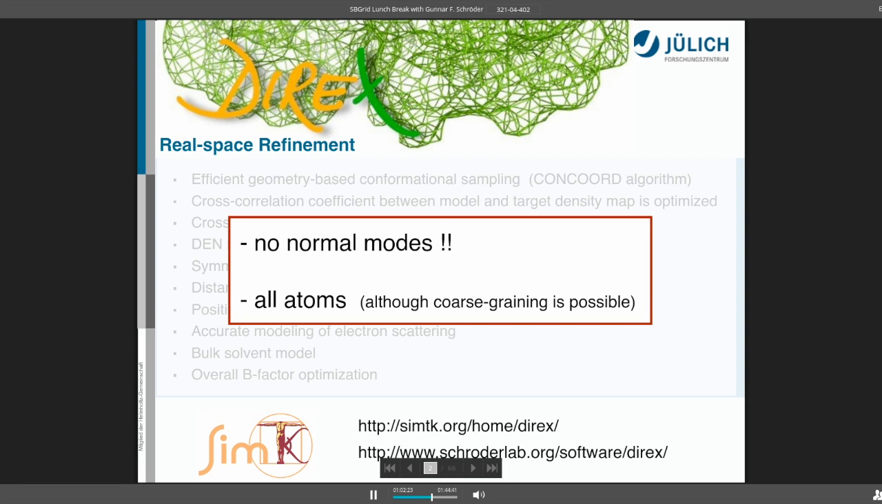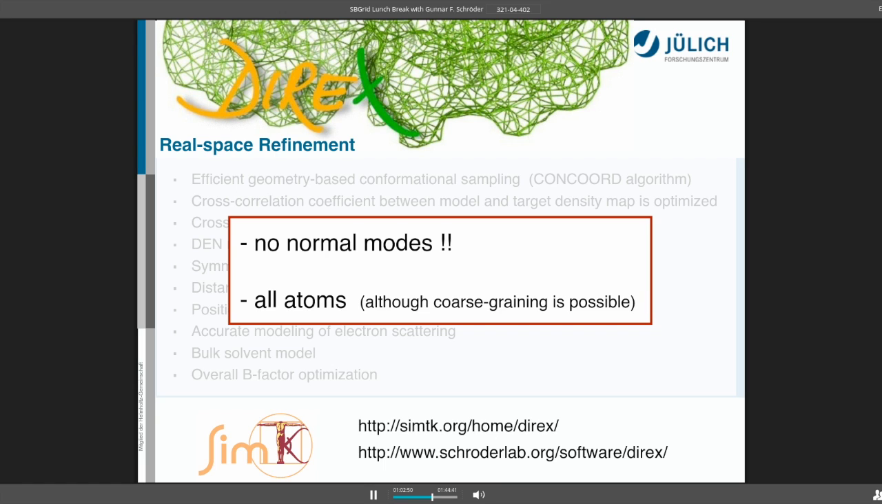I'd like to mention that this has nothing to do with normal modes. Some people, if they hear elastic network or so, then they immediately think about normal modes. But DireX has nothing to do with normal modes. It never computes normal modes, and it's not restricted to deformations with normal modes. It typically uses all atoms, although it can also do coarse graining if you want.